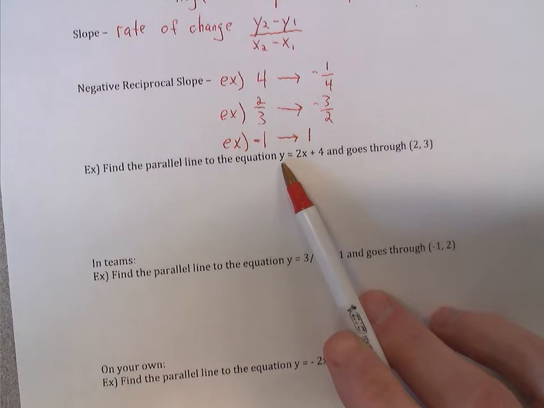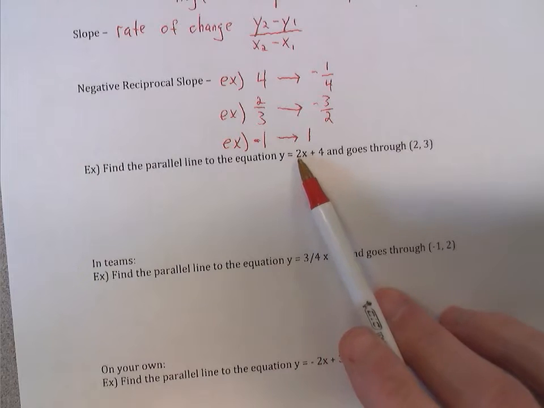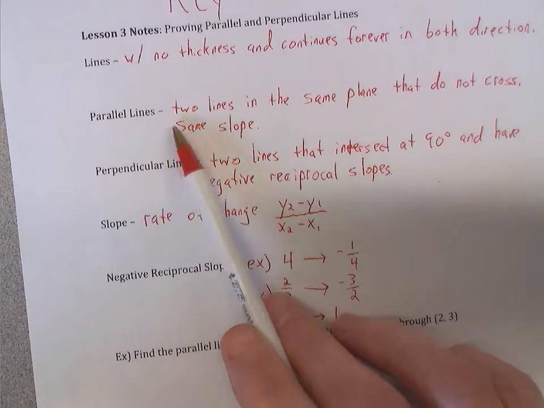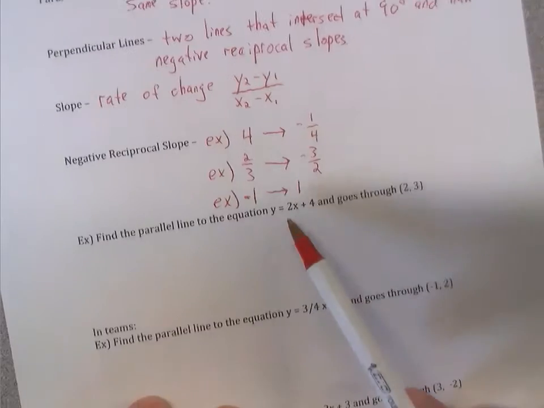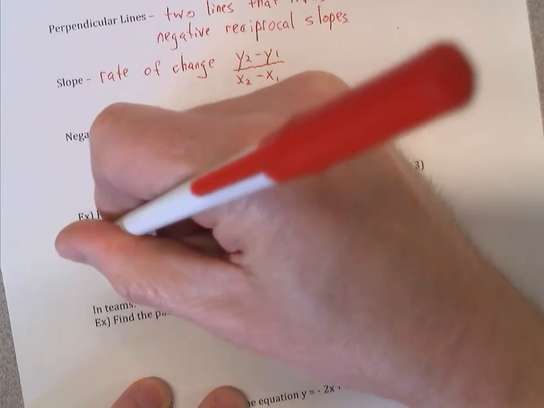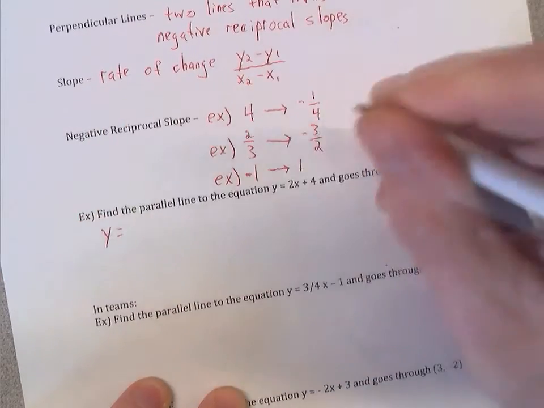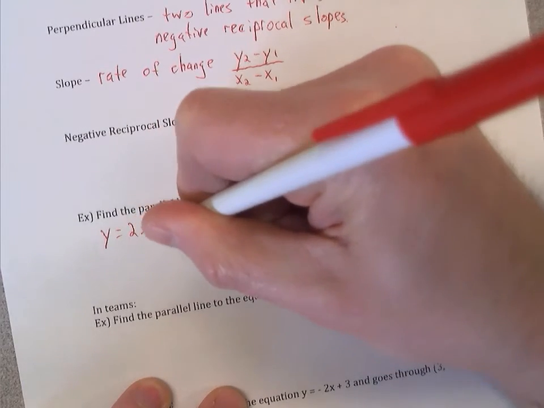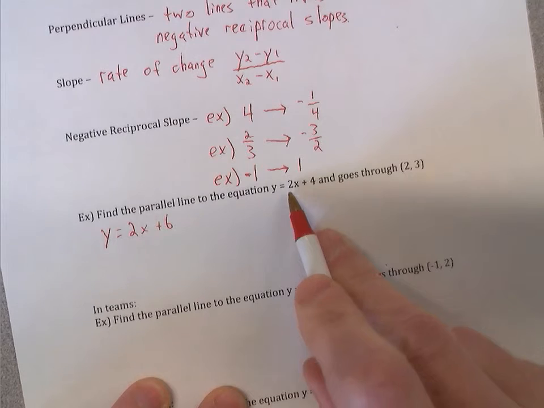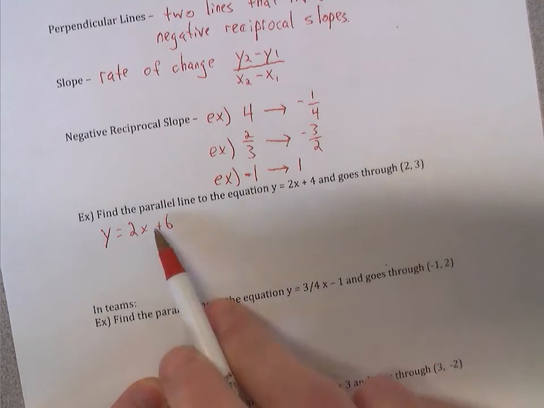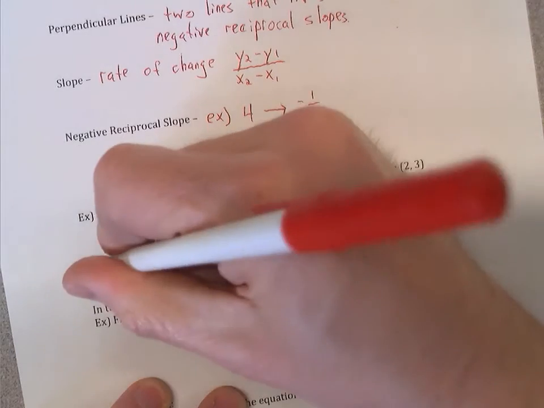By looking at this equation, y equals 2x plus 4, we know that the slope is 2. And again, if we go back to our definition of parallel lines, they will have the same slope. So we could say the equation for the line we're trying to find is going to be y equals 2x plus b, because we know the slope has to match that. Now we can take this point, 2 and 3, and put them in for x and y into this equation.